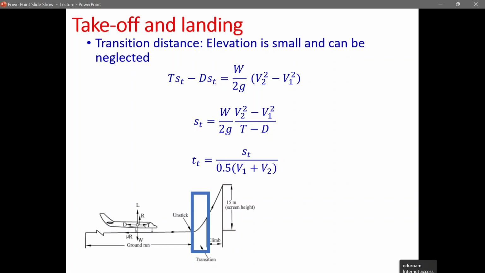Transition distance, same thing happens. You just have to write an energy balance here. We can definitely write a force balance, but that is not going to be very helpful to us. You can write an energy balance here to find the transition distance S_t and transition time T_t.